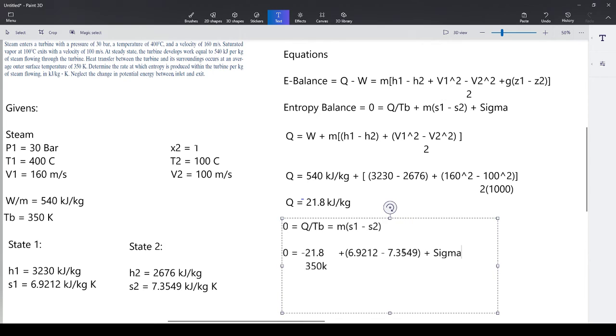So essentially, to get everything on the other side, the equation will look slightly different. You will have 7.3549 minus 6.9212 in its own quantity. So I moved this to the other side. I multiplied by a negative 1 and you flipped it. And then you move the other one to the other side as well, which would be plus 21.8.